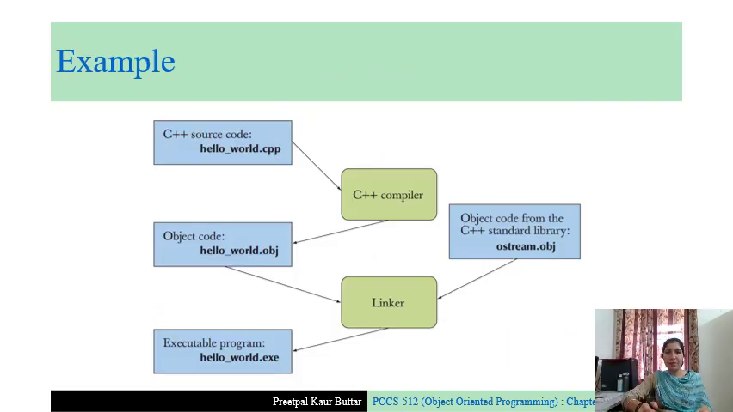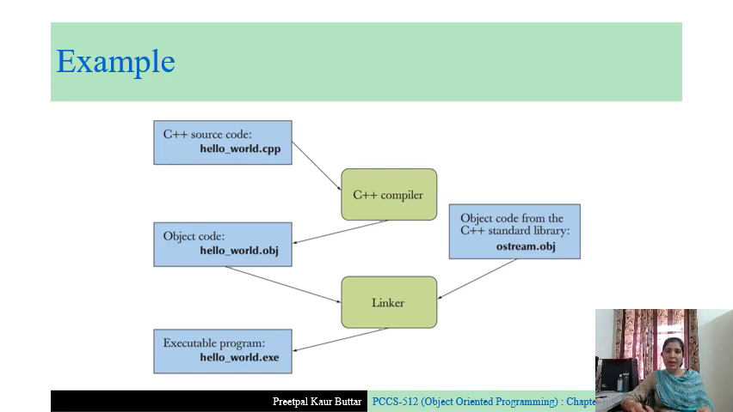Here is an example. We write C++ source code helloworld.cpp. It goes to the C++ compiler. The compiler will generate the object code helloworld.obj. Then this will go to the linker. The linker will add the required library functions. Okay, it will add the object code from the C++ standard library.